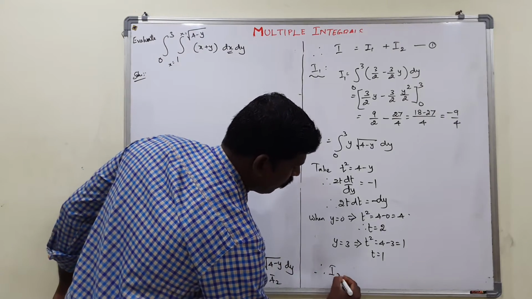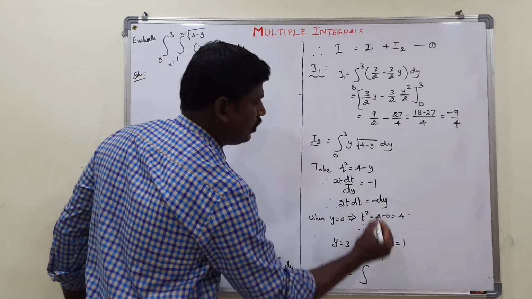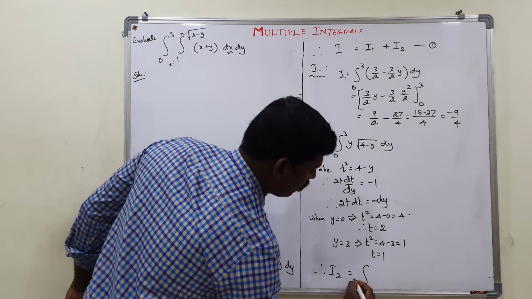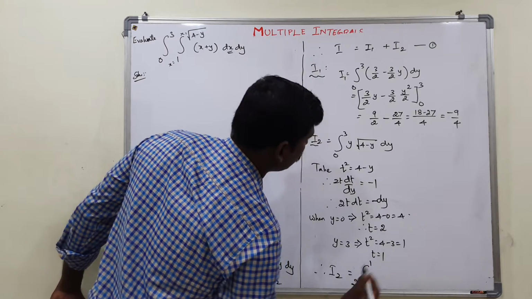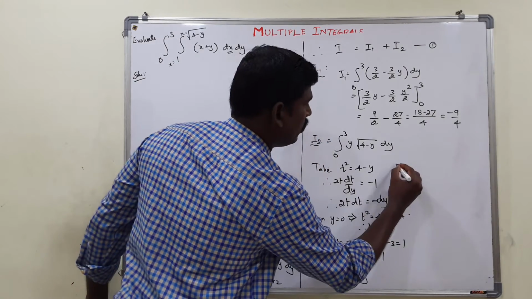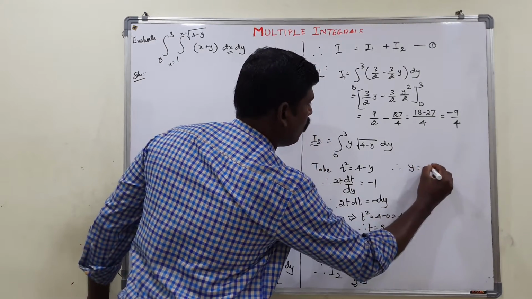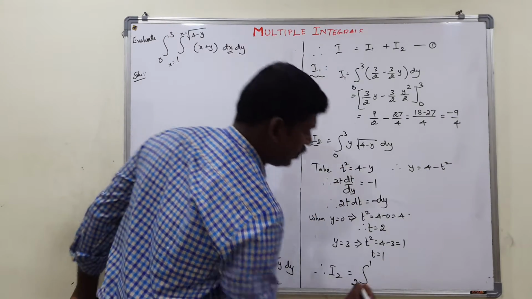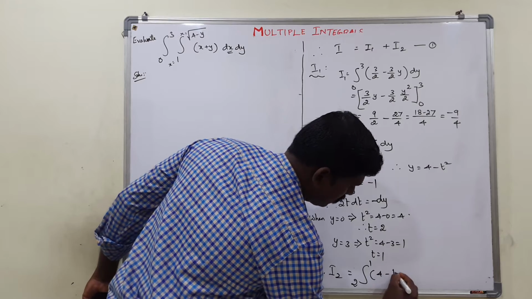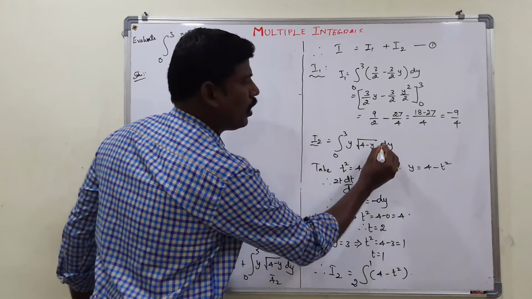I2 equal to, what is I2? Integral, the limit for t is 2 to 1. The lower limit is 2, upper limit is 1. Into, what is y? Y is equal to what? 4 minus t square, isn't it? Taking this y into left hand side, t square into right hand side. So, 4 minus t square into, what is dy?